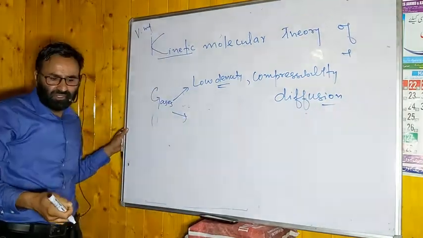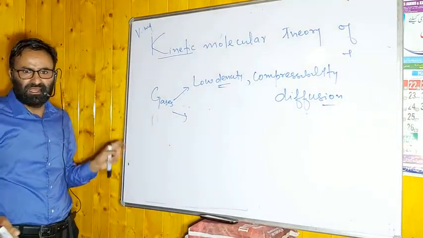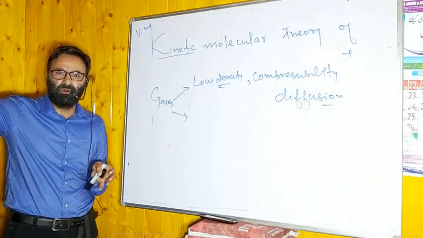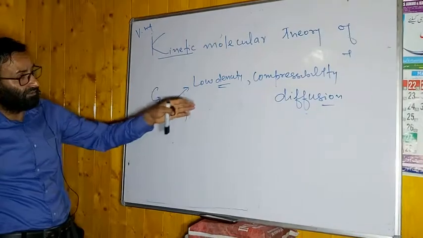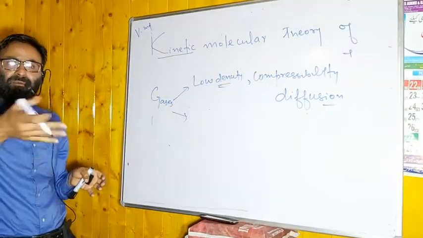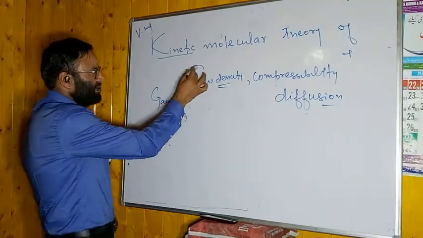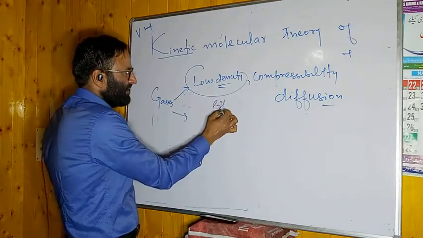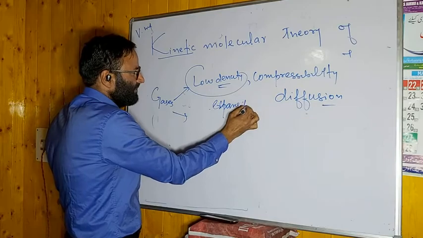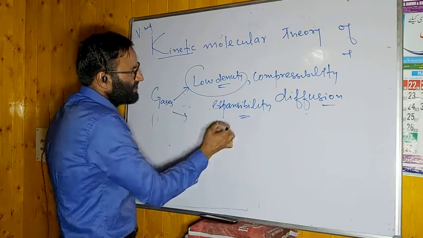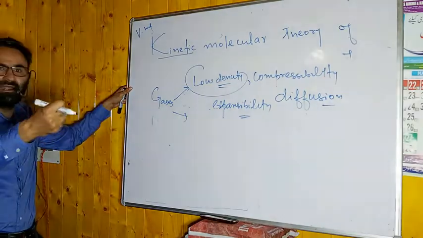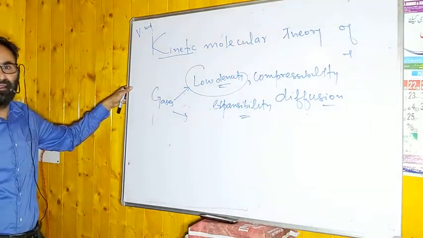If you open the cork of the LPG gas cylinder in a room, gas will come out. That will diffuse from high pressure to low pressure. It means that diffusion is experimental, and other properties of the gases, either the low density or the expansibility. Gases expand; expansibility is another property of the gas. These properties of the gases are experimentally based. They have an experimental base. Remember this point.